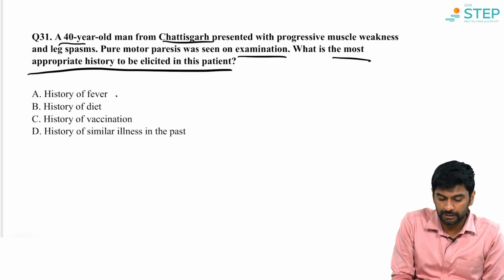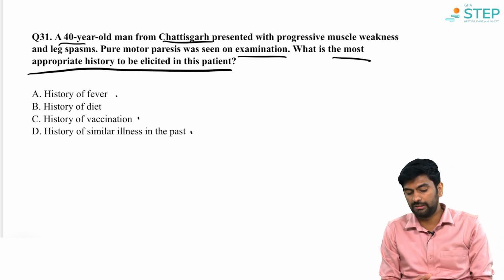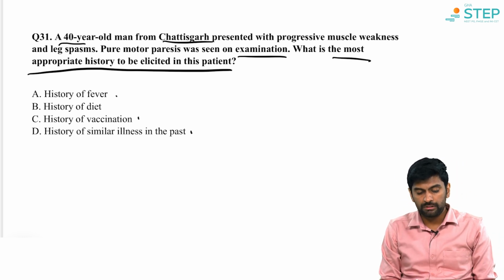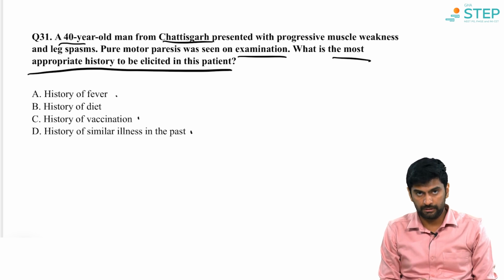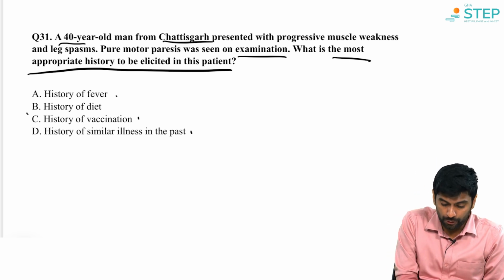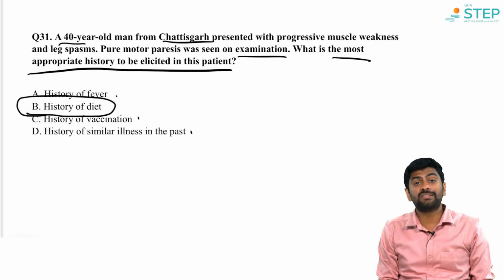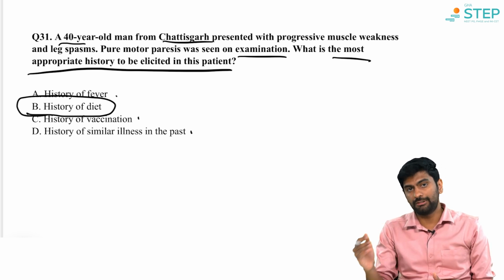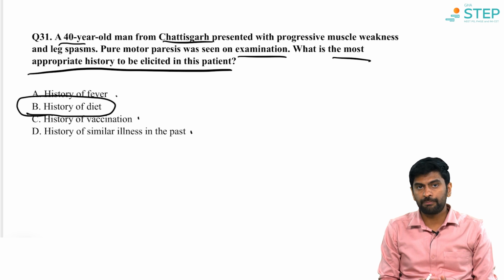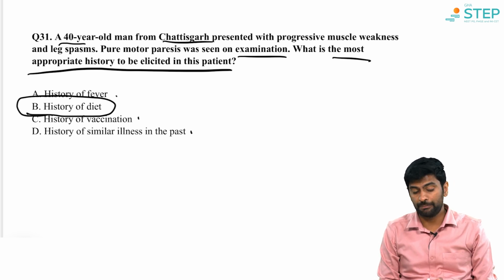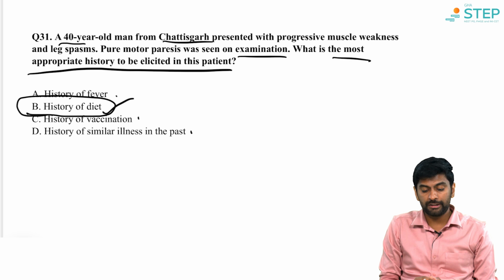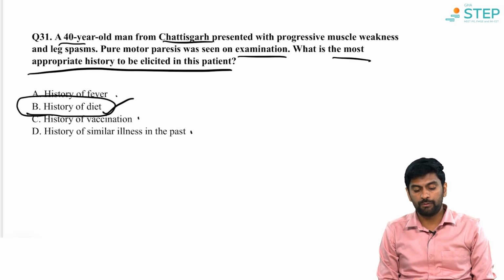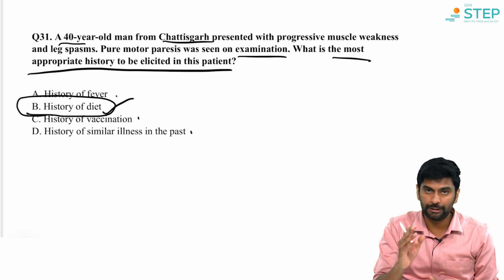Now, there's a history of fever we can check for, history of vaccination, history of similar illness in the past. But considering that this is a public health related question, we have to look at the history of diet, because there could be intake of kesari dal, which can lead to neurolathyrism, with stages from no stick to 1 stick, 2 stick, and the crippling stage. So history of diet is very important to elicit, to rule out toxicity due to kesari dal leading to lathyrism.